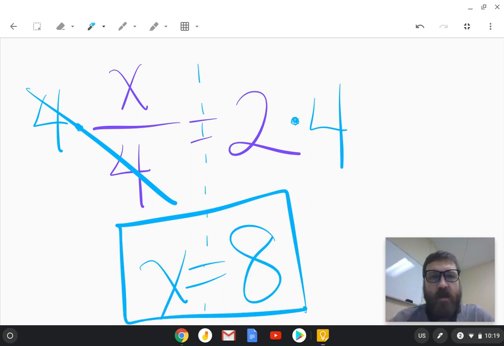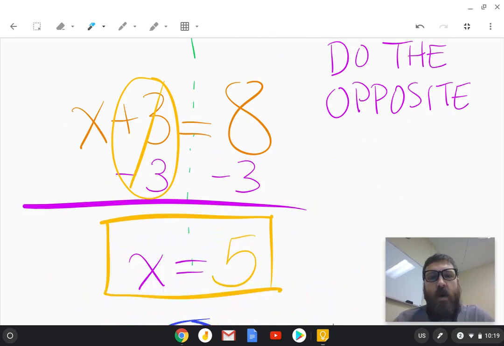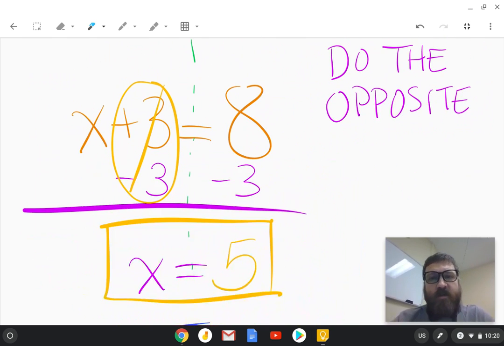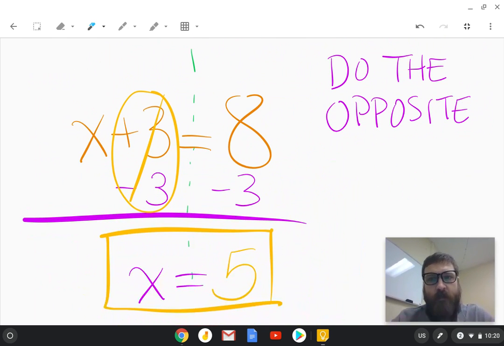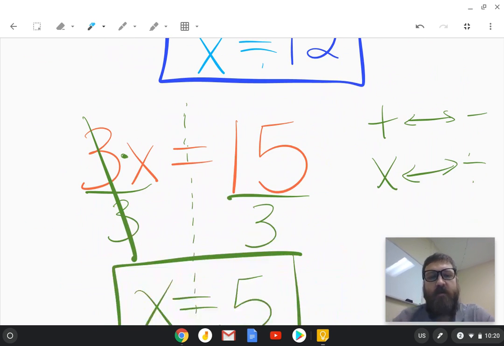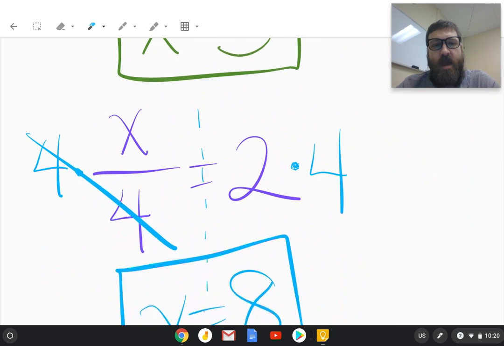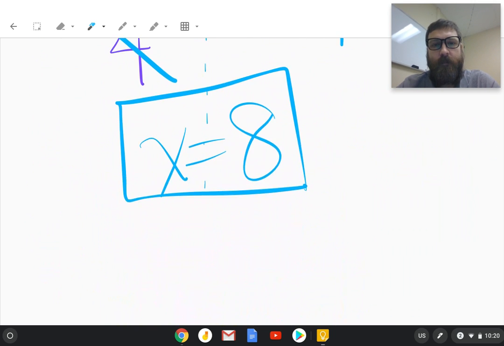So what I want you to take away from this is, in all of these examples, 2 main concepts. 1, you always do to one side of the equation what you did to the other. And 2, do the opposite of whatever it is that's happening to x. So if it's x plus 3, you do minus 3. If it's x minus 8, you do plus 8. If it's 3 times x, you do divided by 3. If it's x divided by 4, you do times 4.